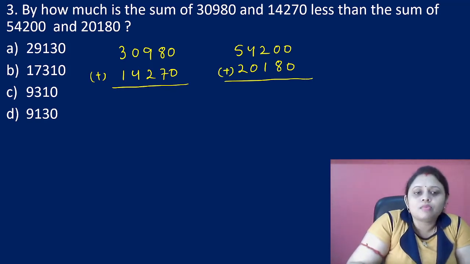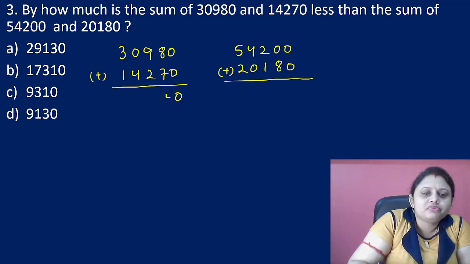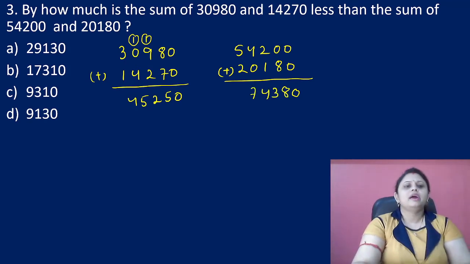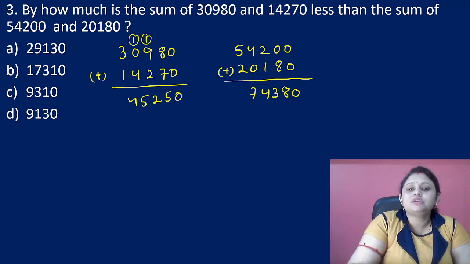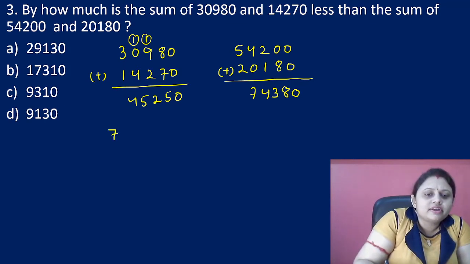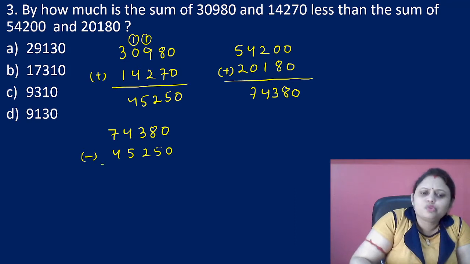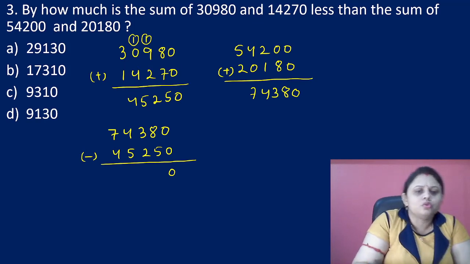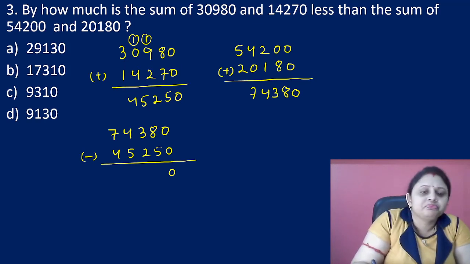So what is the sum of the first two numbers? 0, 15, then 12, then 5, 4, and here 0, 8, 3, 4, 7, and we are asked for the difference between these two numbers. So 74,380 minus 45,250. You can easily find out the answer. Okay, you try to find the answer on your own. Then you can check it with my answer.